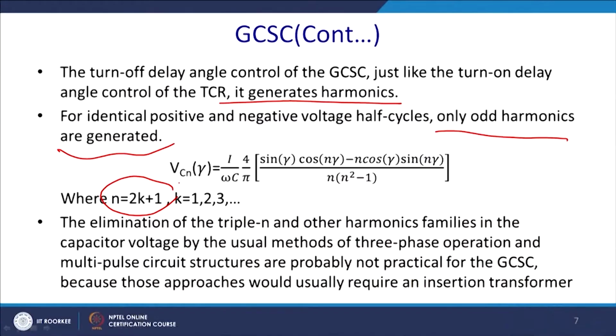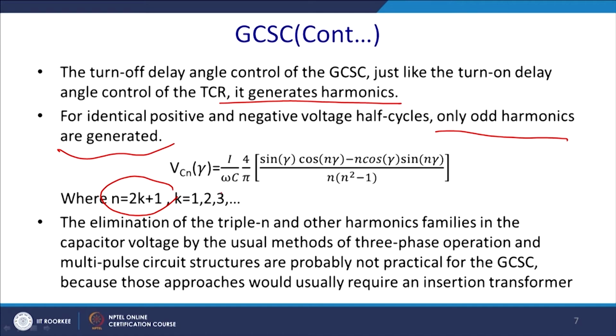So, Vc as a function of lambda is given by 1 by omega c times 4 by pi for the fundamental. Thereafter you have other harmonics, generally the third and so on, that is, the content is of order nk plus 1. So, you have this kind of harmonics, and we require to eliminate them; that is also an important thing.